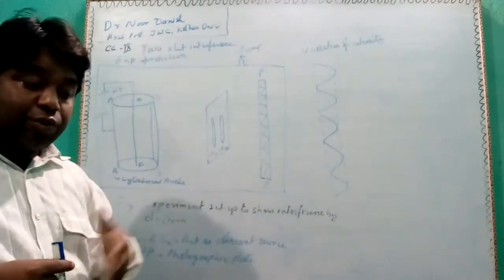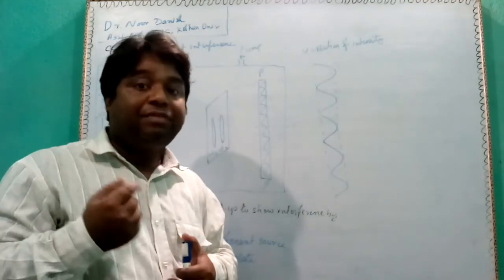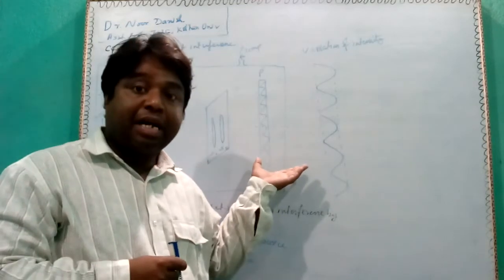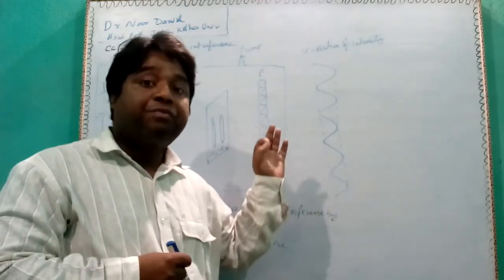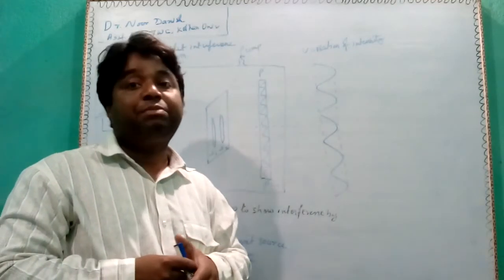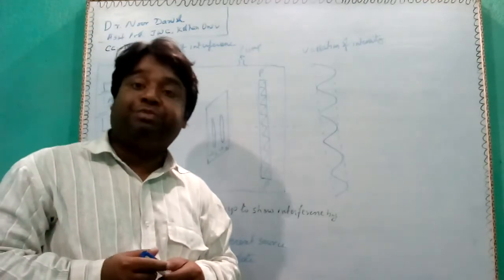So what we conclude: the same experiment using photons was giving me the wavelength, and the same experiment using electrons is giving me the wavelength of those electrons. So this experiment shows that matter also behaves like a wave.